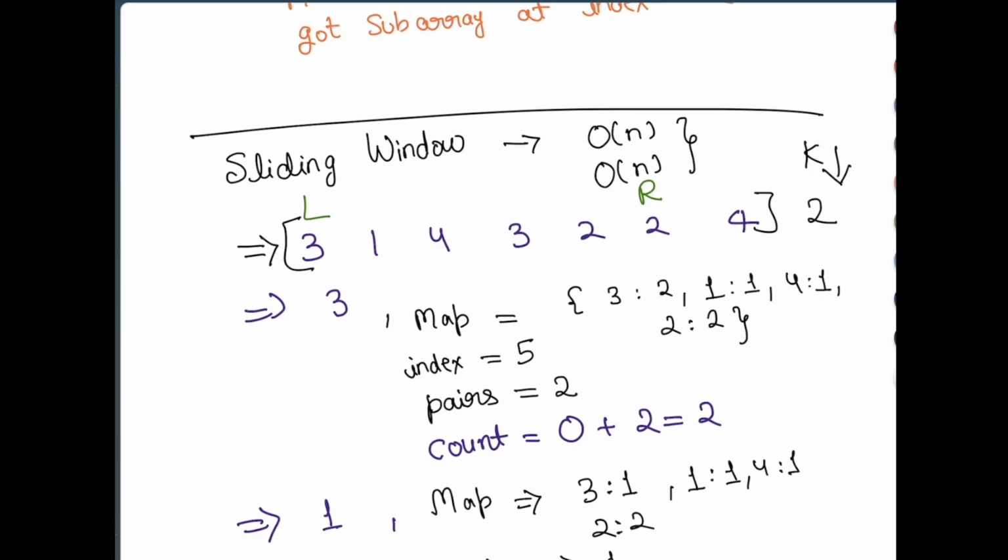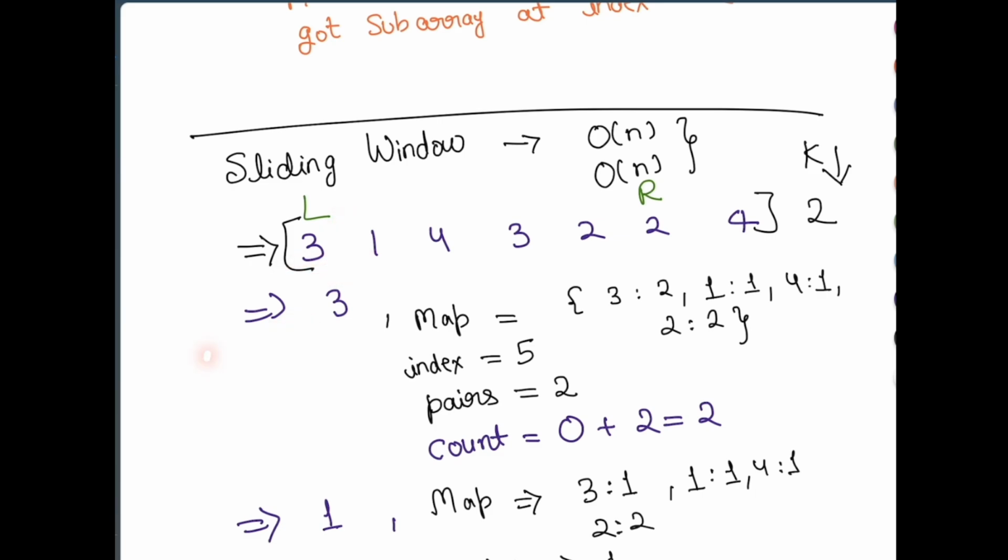At this point, this is my left, this is my right, and this is my mapping. In this particular array, I have seen 3 two times, 1 one time, 4 one time, and 2 two times. At each point I am going to count the pairs in the same way I was doing in brute force. If my left and right are at 3, then the mapping will be empty. I ask: if my current element is 3, have I already seen an element equal to 3? No. So the number of pairs after processing this is 0.